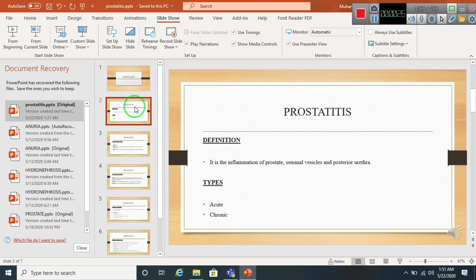This prostatitis is of two types, acute and chronic. Acute is defined as the prostatitis which is of short duration, whereas chronic is that type which is of longer duration, which is the complication or the result of improper treatment of acute prostatitis.